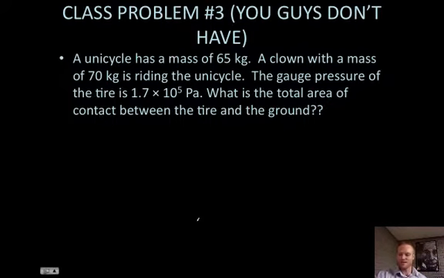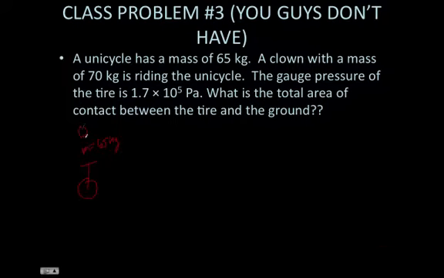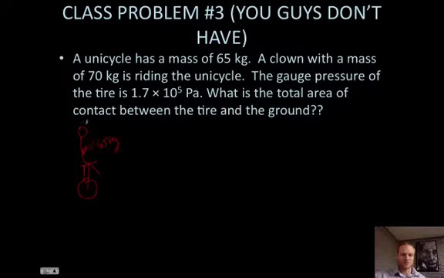Let's see here. Let's use red. It sounds intimidating. Okay, so it says a unicycle has a mass of 65 kilograms. I don't know if you can ride a unicycle. I can't. But here's a unicycle, okay? And this guy has a mass of 65 kilograms. And a clown, oh boy, with a mass of 70 kilograms is riding the unicycle. So that's supposed to be a clown, and he has a mass of 70 kilograms.